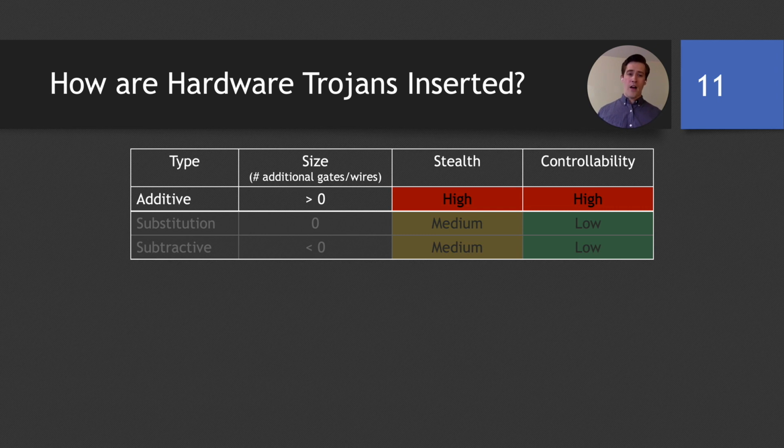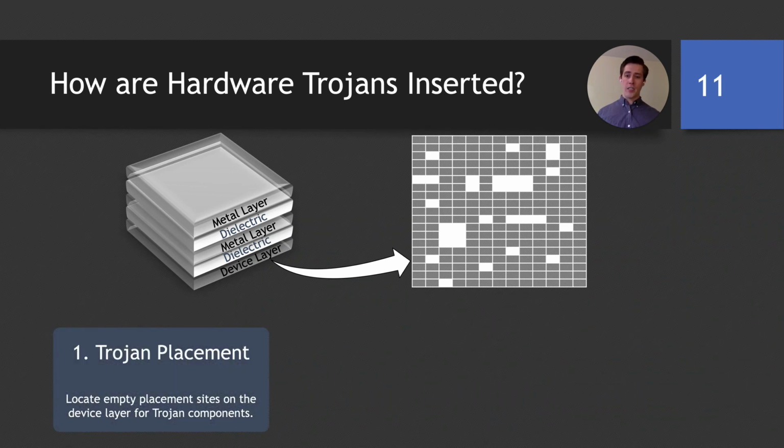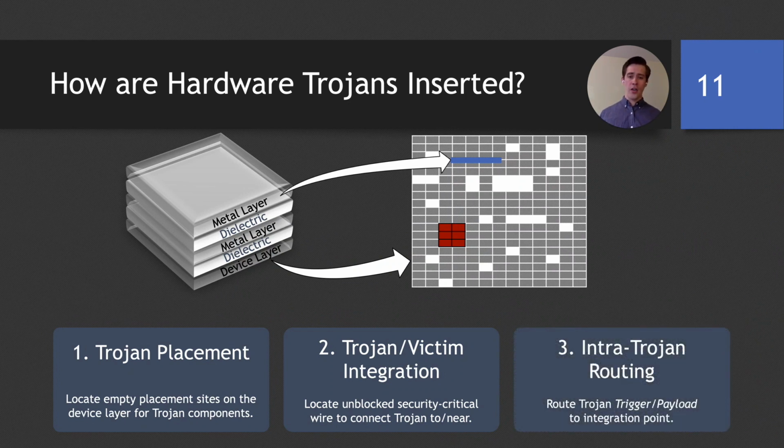There are three steps a Foundry side attacker must take in order to insert an additive hardware Trojan into a circuit layout. The first is Trojan placement. During Trojan placement, an attacker must locate empty placement sites on the device layer to accommodate their Trojan components. The second is Trojan victim integration. This is where an attacker must locate an unblocked segment of a security critical wire to connect their Trojan wire to. The third is inter-Trojan routing. In this step, an attacker must route their Trojan trigger/payload components to the integration point.